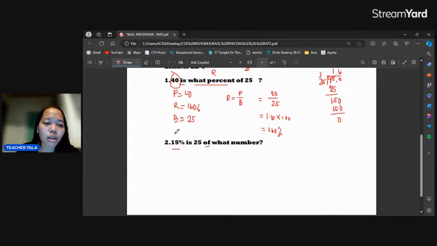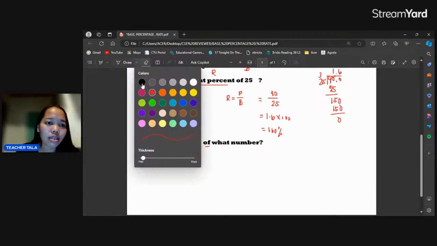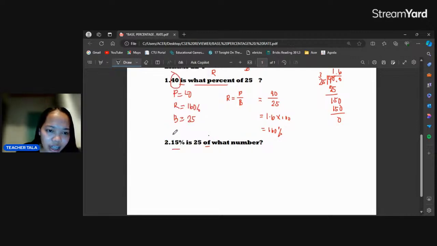The word problem is wrong. Okay, one more time. 25 is 15% of what number? Okay? So, si base ang missing. Bakit? Kasi kasunod siya ng of. So, B is base. 25 is the percentage and 15% is, of course, the rate.